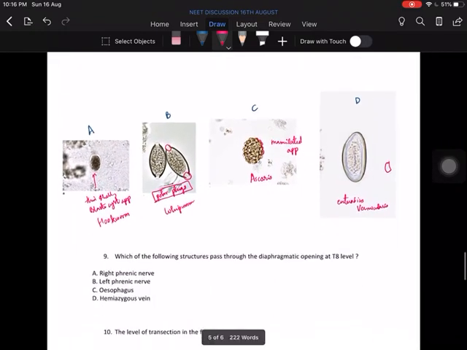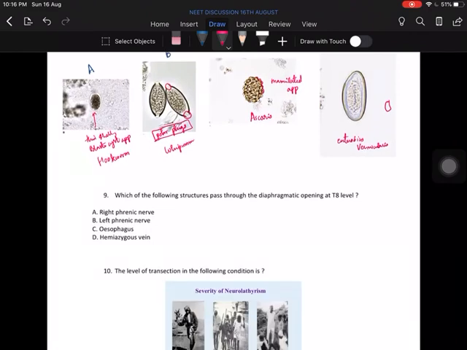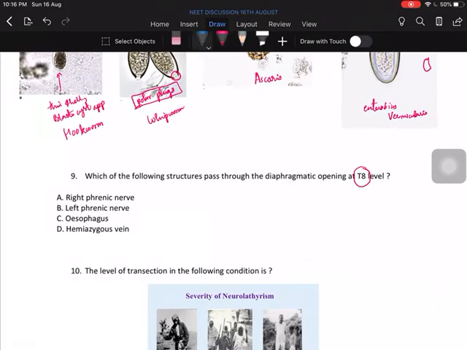Okay, next question. Which of the following structures pass through the diaphragmatic opening at the T8 level? This is a very important topic. We have diaphragmatic openings at the T8 level, T10 level, and T12 level. There is a short mnemonic which says I 8 10 eggs at 12. We'll see how much this helps us.